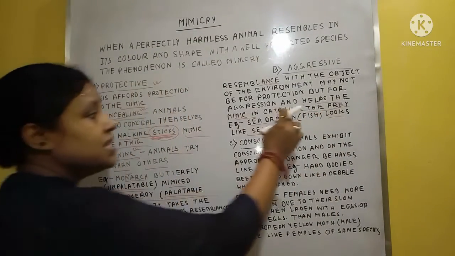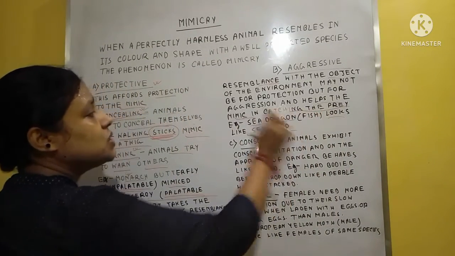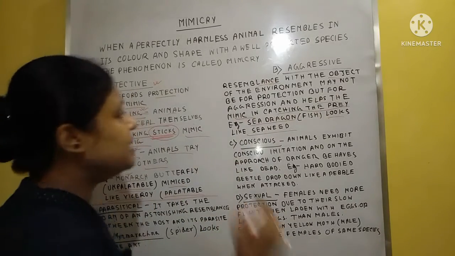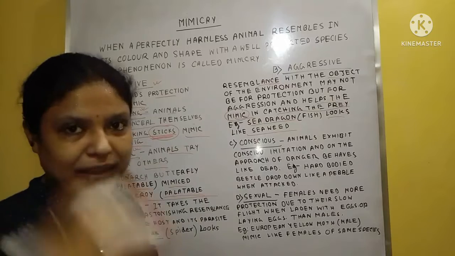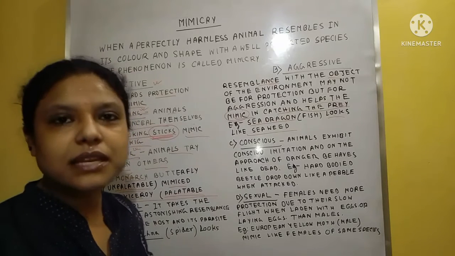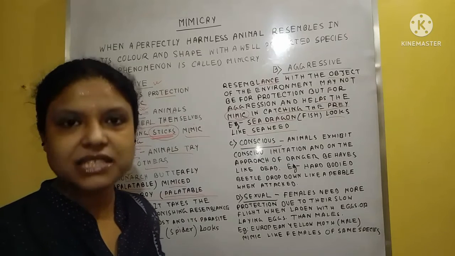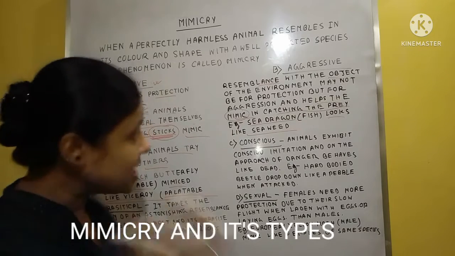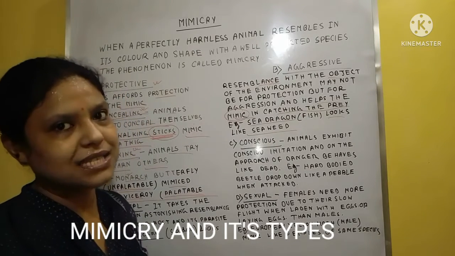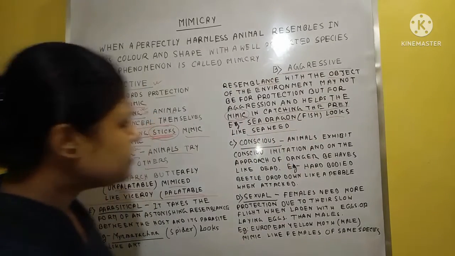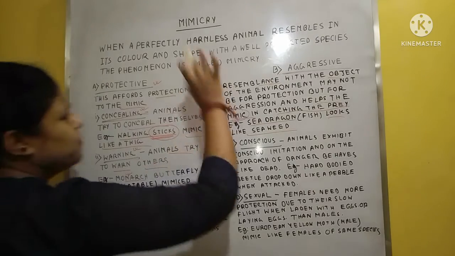And in this way the mimic actually catches the prey. Actually here the mimic plays the role of predator. They need food, so they have to catch the prey to get the food, and that's why they show the aggressiveness by this mimicry. Okay, so this is the aggressive mimicry.